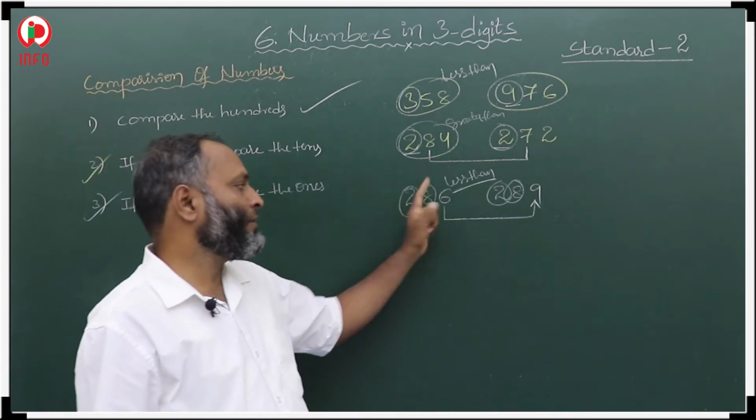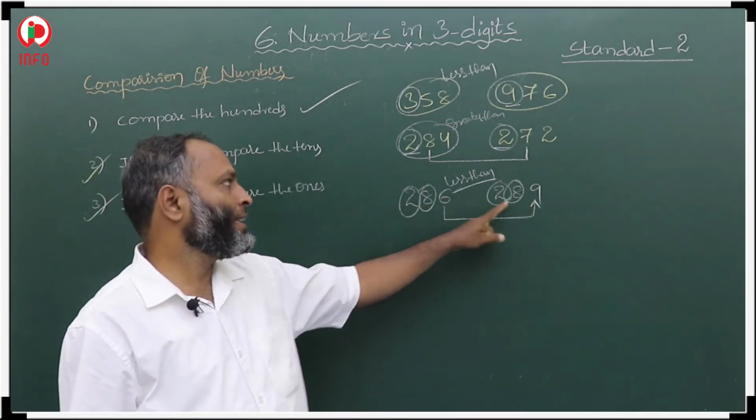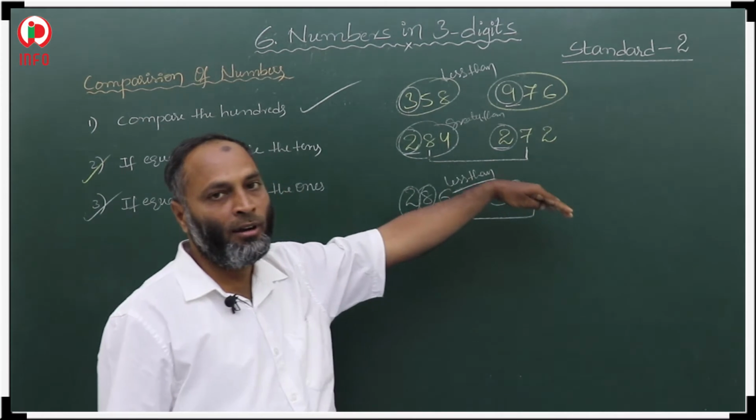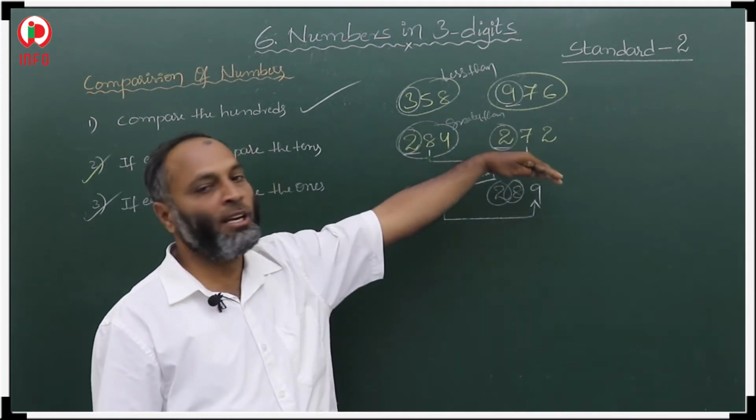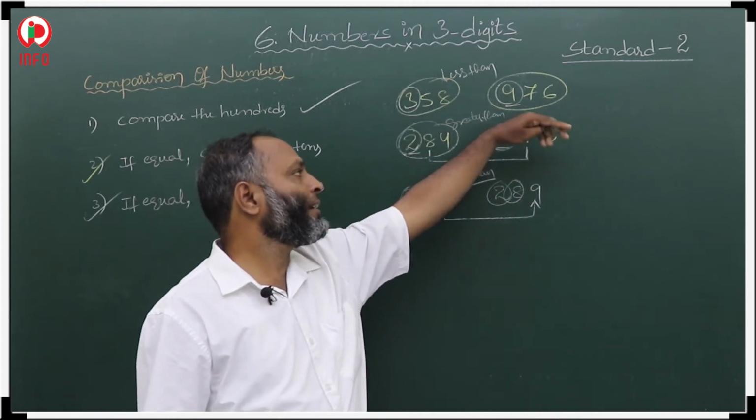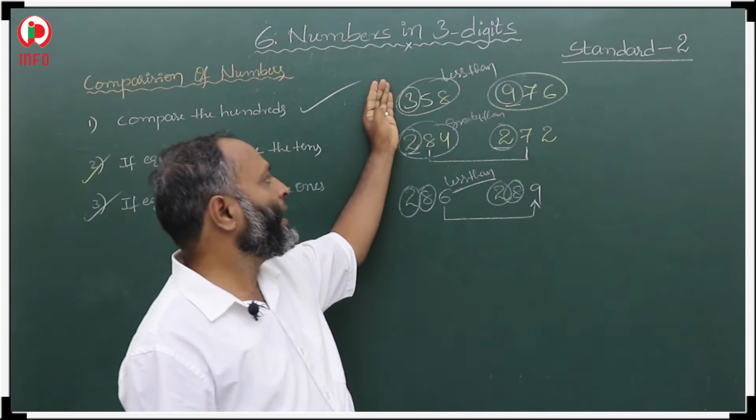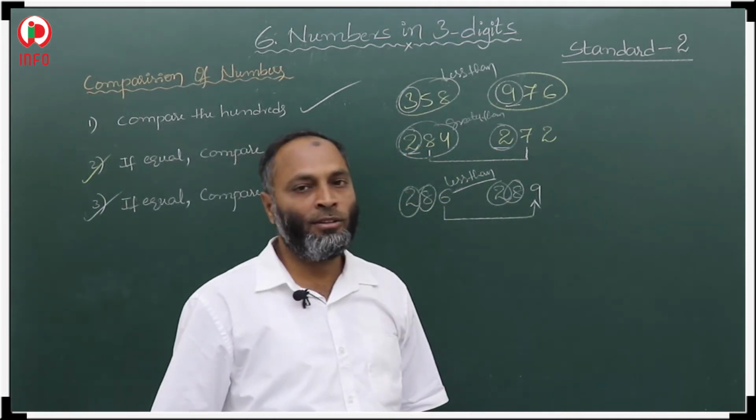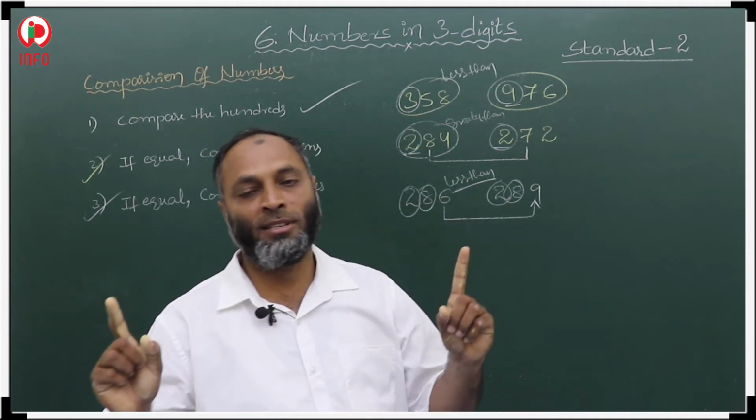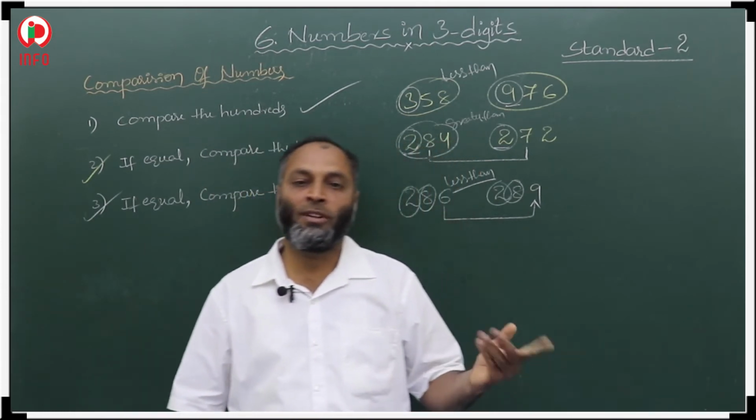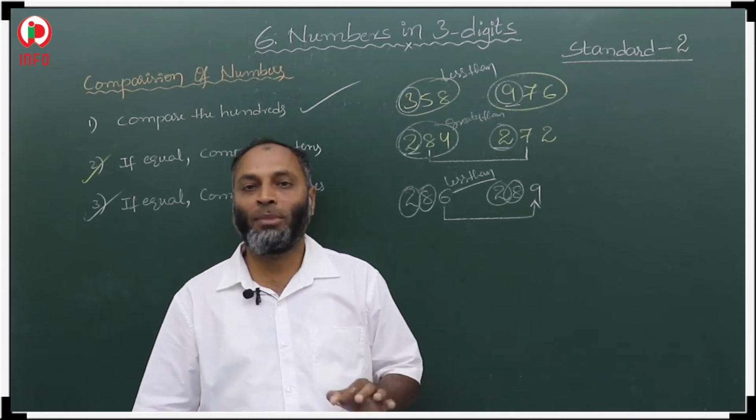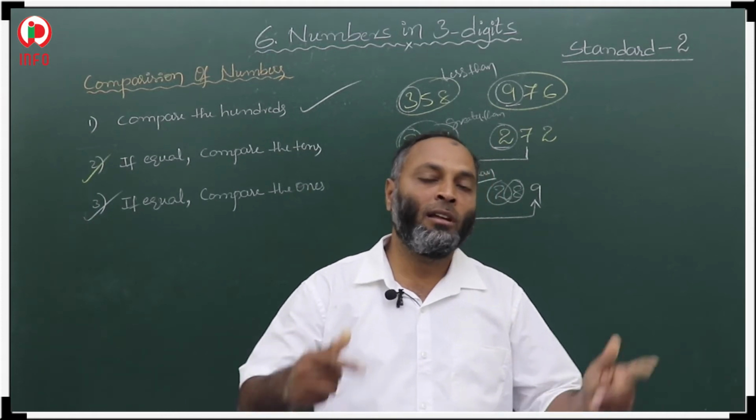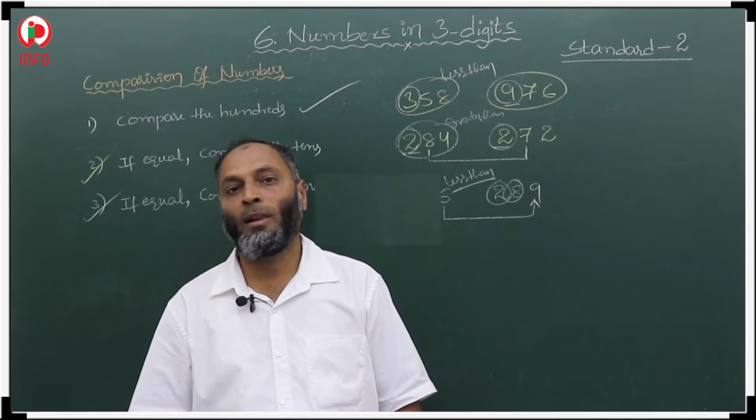So according to this, we compare the second one. This is less than this, this is greater than this. On the basis of the first number, we have to compare the second number. Don't compare second with first; compare first with second. 284 is greater than 272. 358 is less than 976. And 286 is less than 289. Once the hundreds places are different, stop there and decide which one is greater and which is less. If hundreds places are equal, then compare tens place. If hundreds and tens are both equal, then compare ones places.